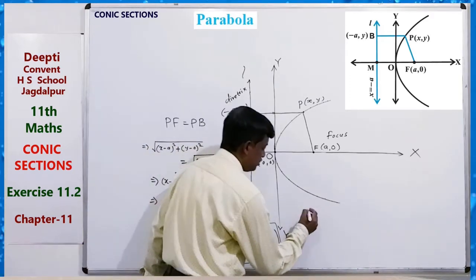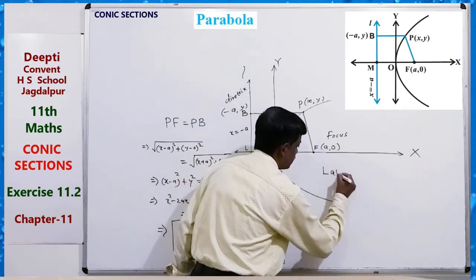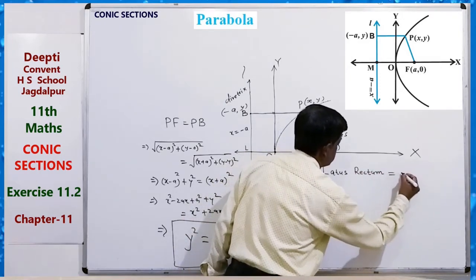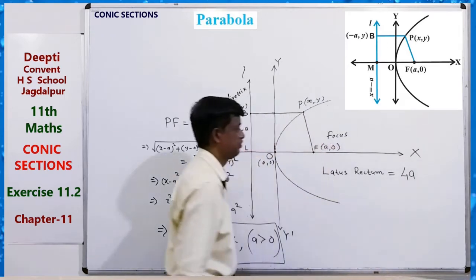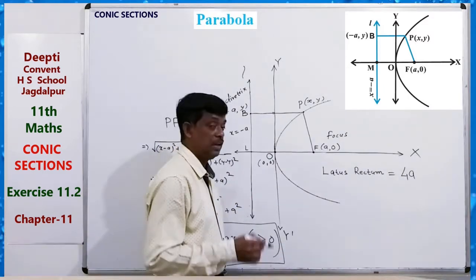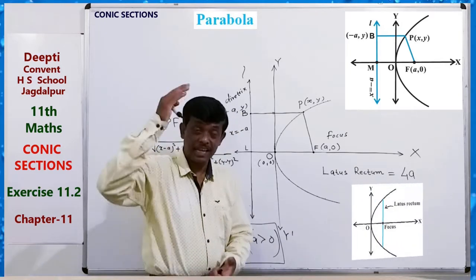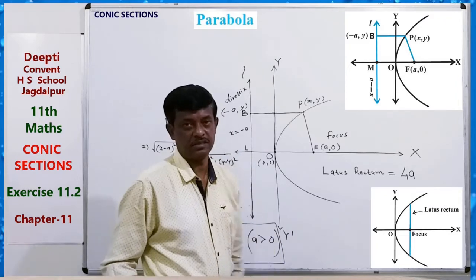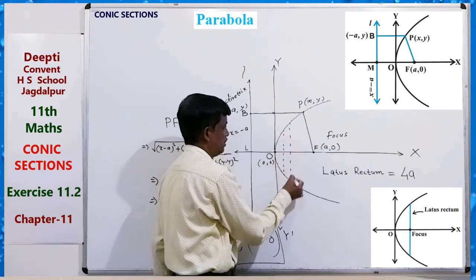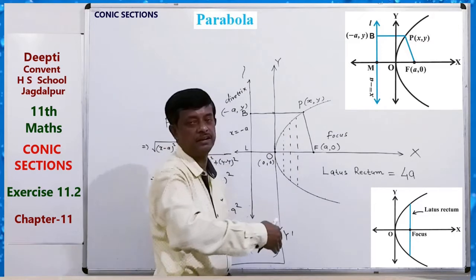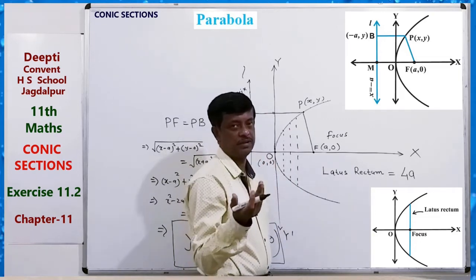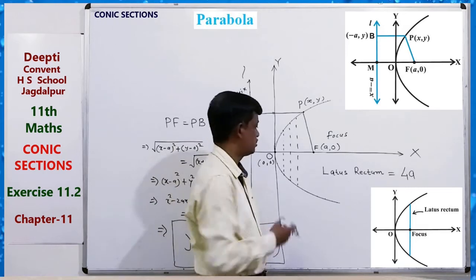And one thing also note down: latus rectum. Latus rectum is equal to 4a. Length of latus rectum. What is latus rectum? Latus rectum is a line segment perpendicular to the axis, just like this. This is a double ordinate. This type of line, this line is a double ordinate. Here the value of x is the same, and this value is also the same. So these are the double ordinates.